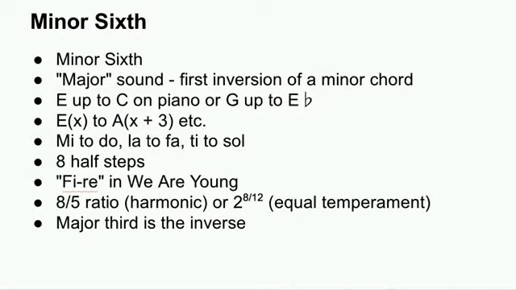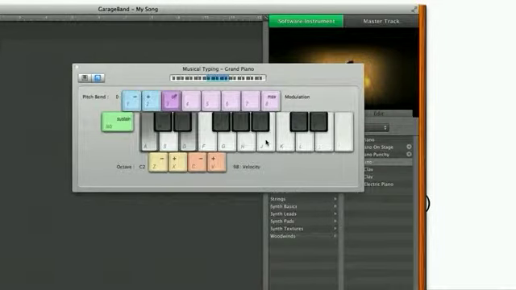Next interval is a minor 6. We've already talked a little bit about the minor 6 because we talked about the major third, which is its inverse. It has a major sound because this is the first inversion of a minor chord. So if C to E is a major third, then the minor 6 would be E up to C.